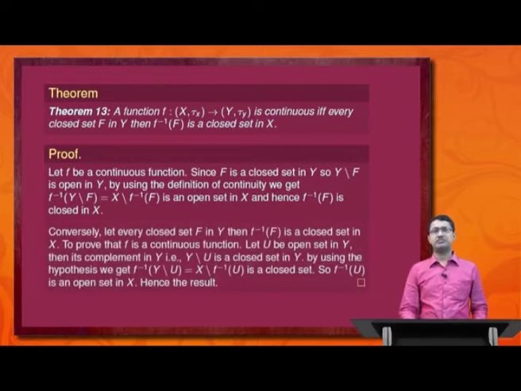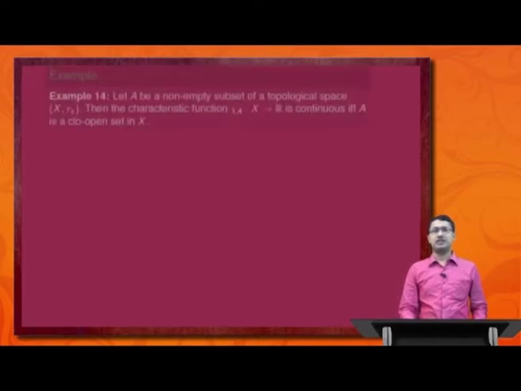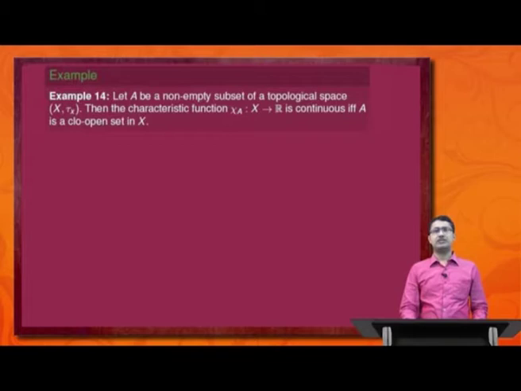Conversely, let for every closed set F in Y, f inverse of F be a closed set in X. To prove that it is a continuous function, we choose an open set U in Y. Then its complement in Y, that is Y minus U, is a closed set in Y. By using the hypothesis, we get f inverse of (Y minus U), that is nothing but X minus f inverse of U, is a closed set. So f inverse of U is an open set in X. Hence the result.